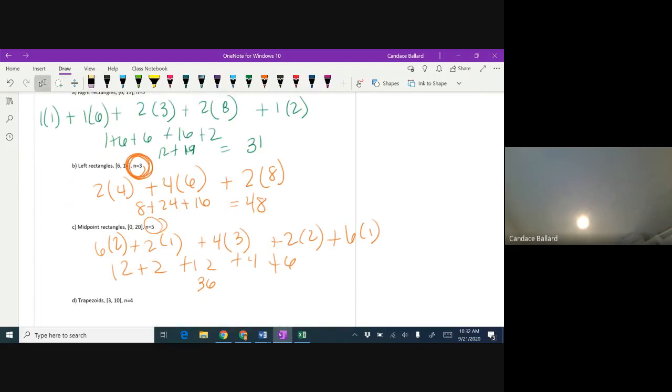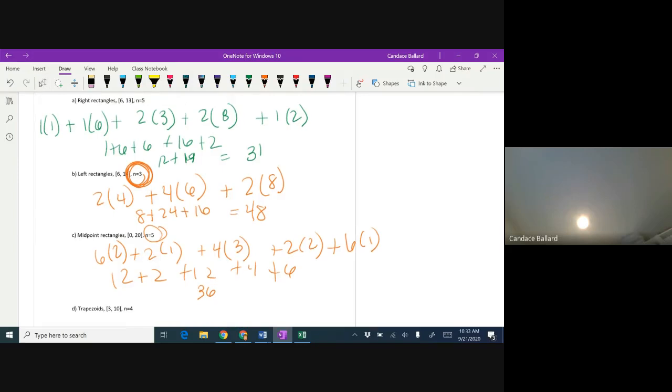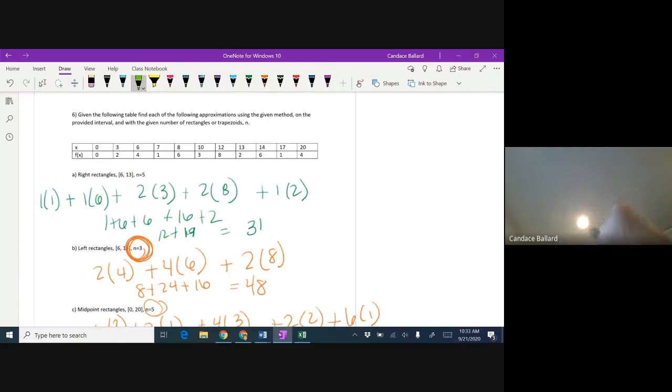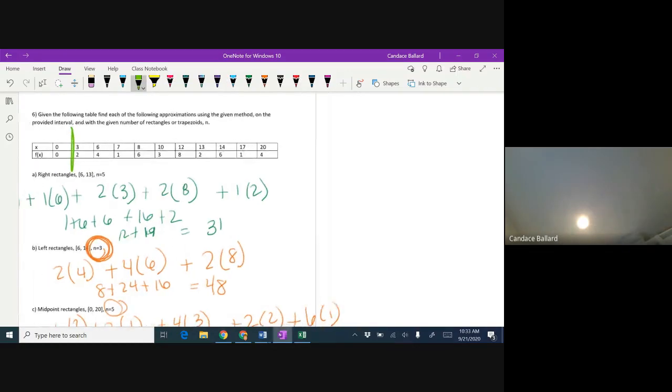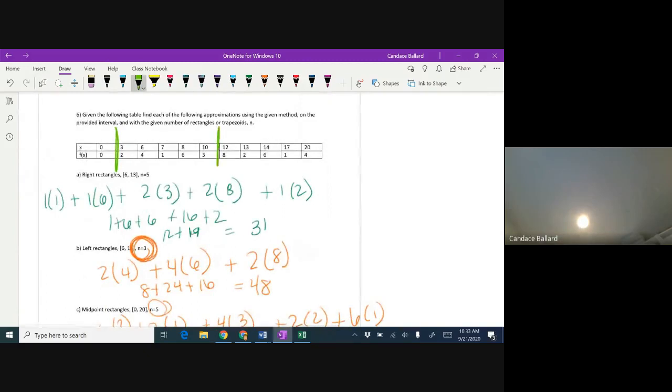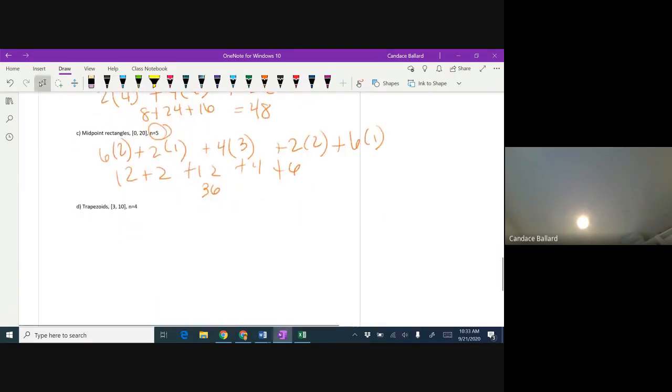All right, final one for the quiz review. And then we got to talk about my expectations on the limit process problem. So trapezoids between 3 and 10, n equals 4. So between 3 and 10, ooh, don't slide that way. Between 3 and 10, and I have 4 of them. So 1, 2, 3, 4. Okay, so I'm going to set up for 4 trapezoids.